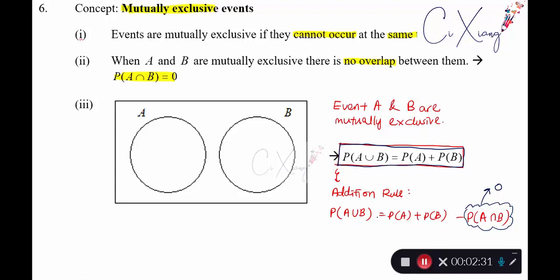Okay, and when your A intersect B is equal to 0, you can get this. So usually I will tell students, you have to make sure that when you want to use this formula, the event A and B in that particular question are mutually exclusive events. If they are not mutually exclusive, you cannot apply this formula. You have to go back to the addition rule.